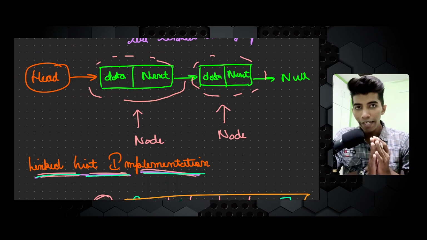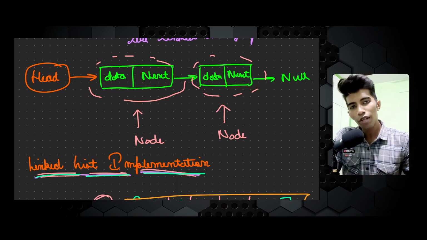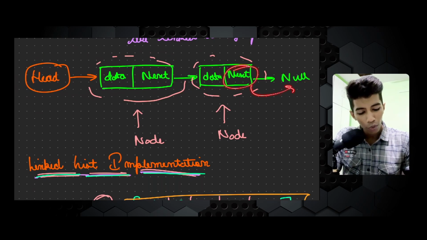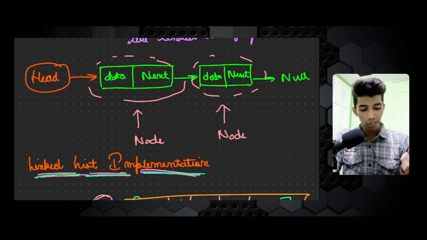To create a particular link between them, we actually store the address over here, right? And talking about the last node, its address points towards the null. So this is the example of a single linked list, or a singly linked list, you can say. It's how it actually looks like.